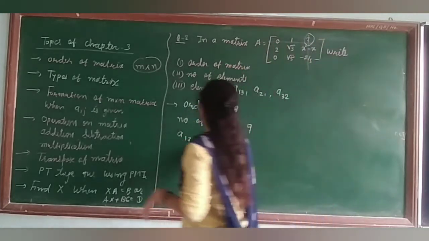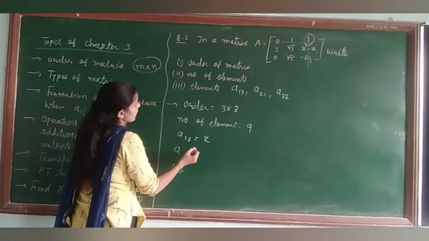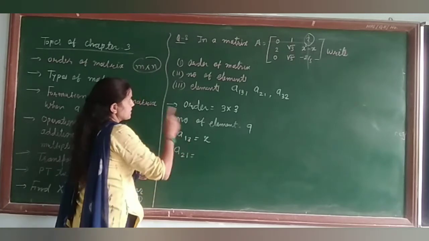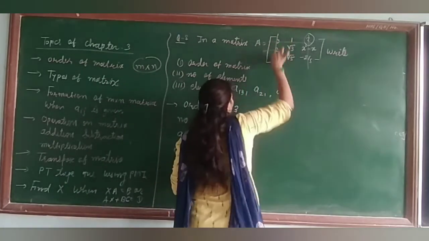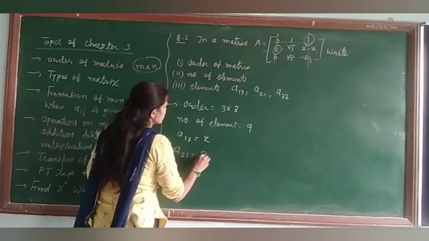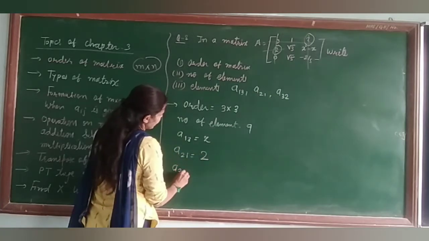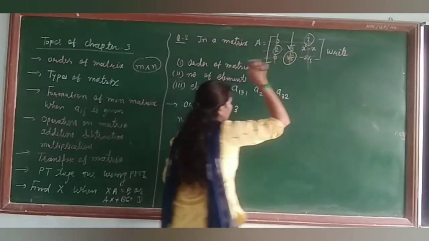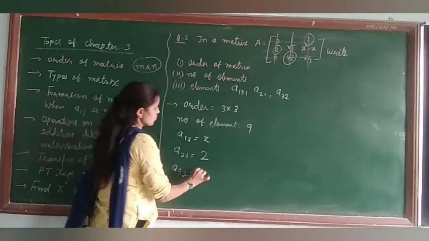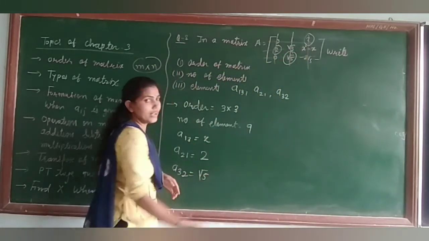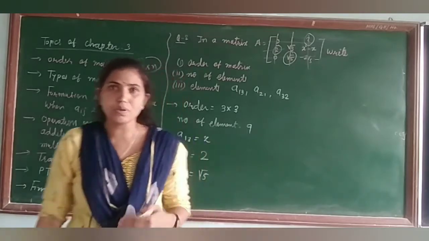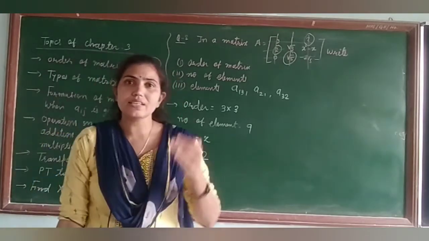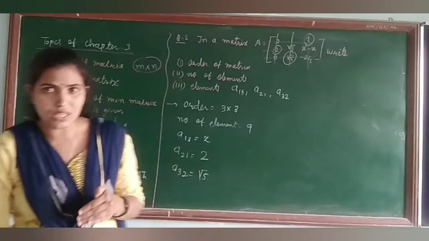So the element is X. Now A21 means second row and first column, so the element is 2. And A32 means third row and second column, and the element is under root 5. So this is your answer, students. An easy question, but we have to see each and every question like this.